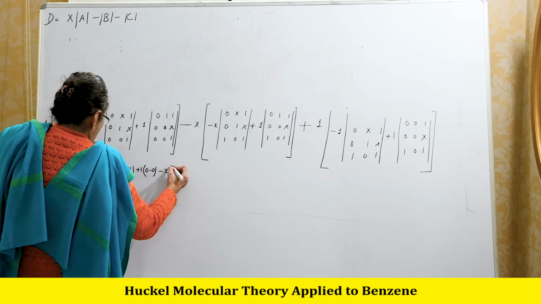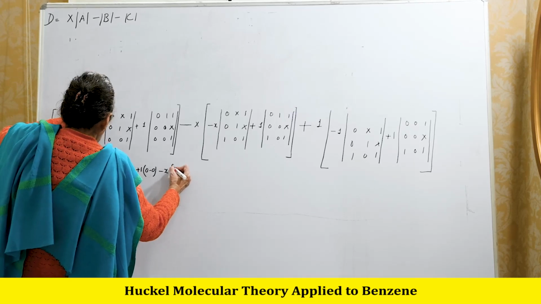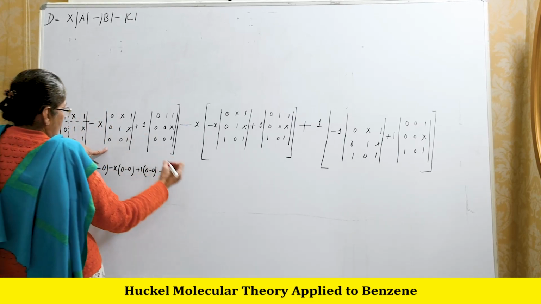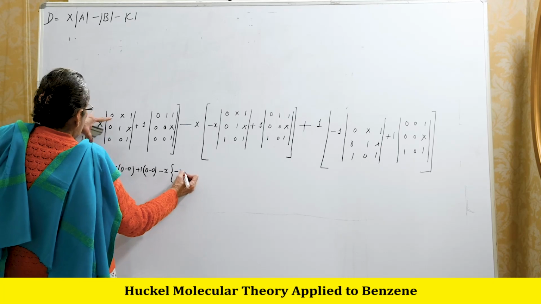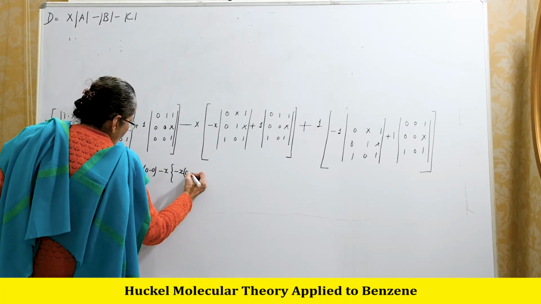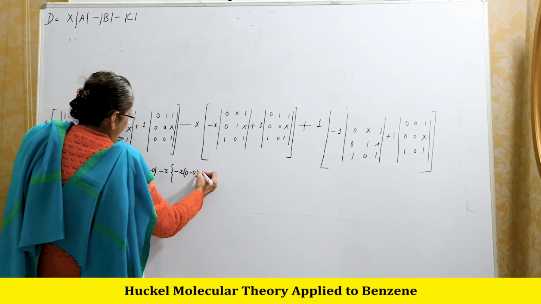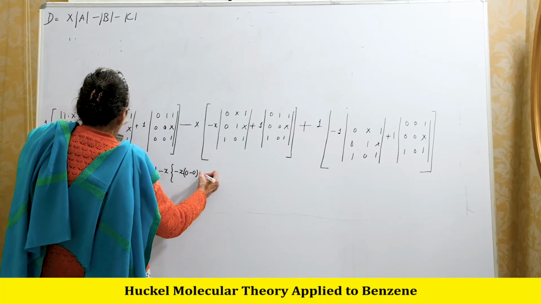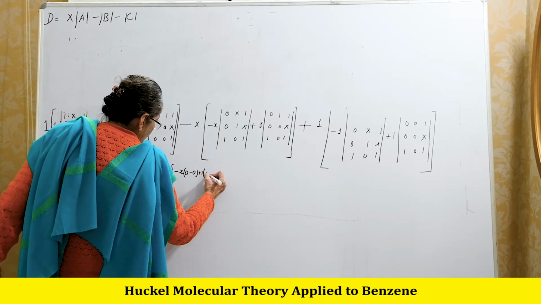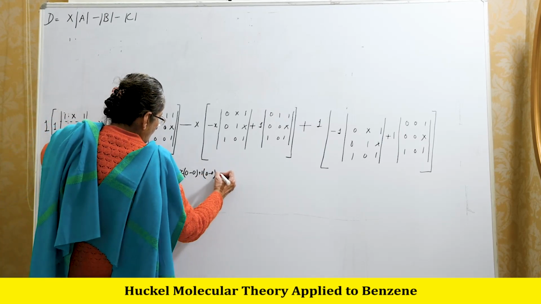This is the multiplicative factor for the second, then minus x, 0 minus 0, 0 minus 0, and plus 1, and 0 minus 0, plus 1, 0 minus 0. Now this is for plus 1.